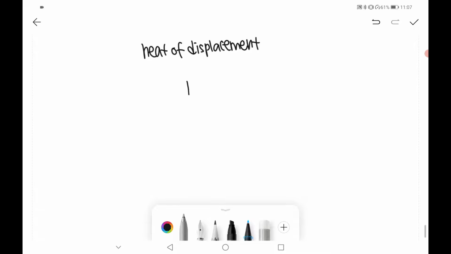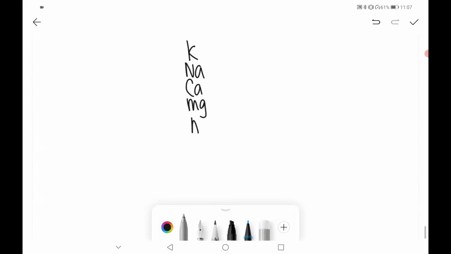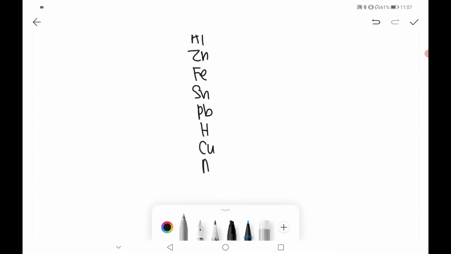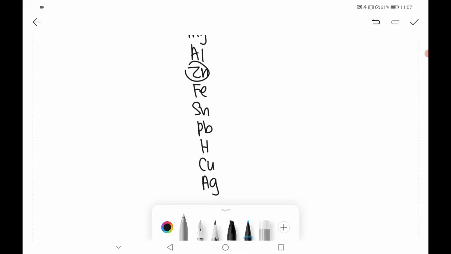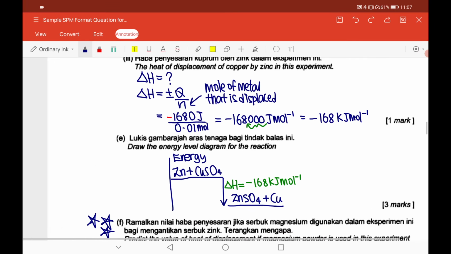Look at it. This is our ECS that you must know. Just now we used zinc to bully the copper, right? So you see, this is the gap. How much was it just now? Negative 168 kilojoule per mole. Where did we get the value? We calculated it just now.